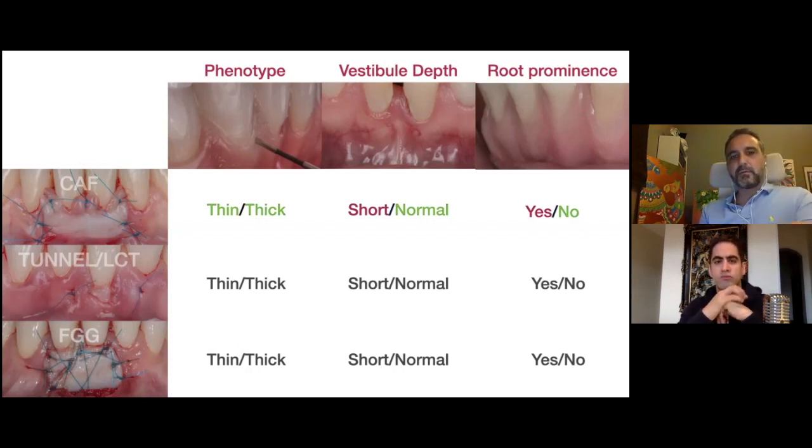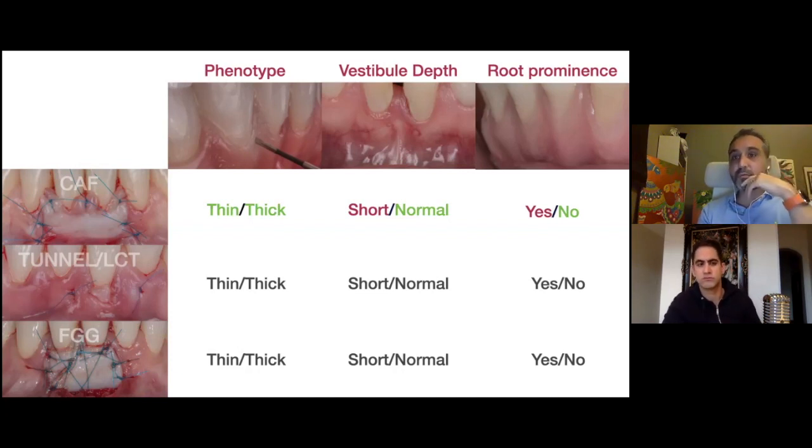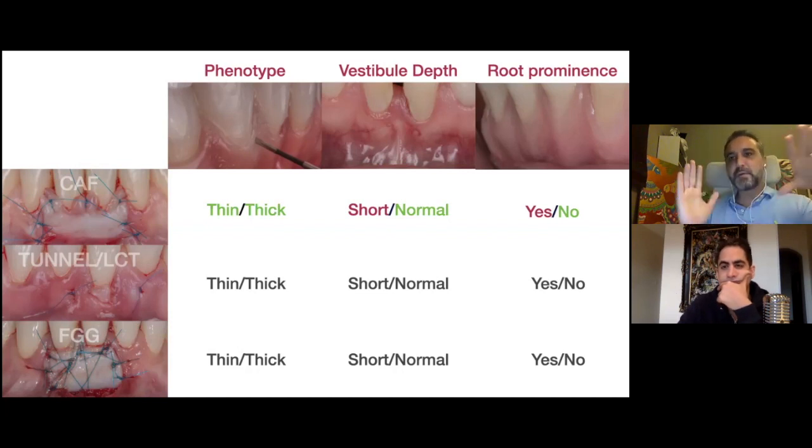If the phenotype is too thin, we will need to add a connective tissue graft. If the vestibulum is short, it will be very difficult to move this tissue apically in a more coronal position. So definitely a short vestibulum is a limitation to applying the coronally advanced flap. The same goes for the root prominence of these teeth: it can be very difficult to prepare a recipient site correctly when we have a very prominent profile.